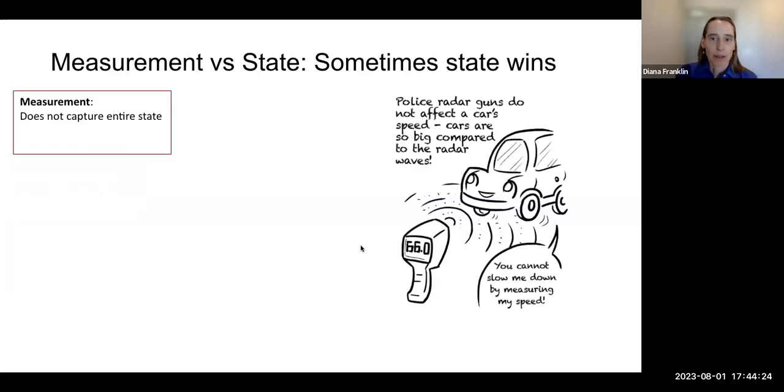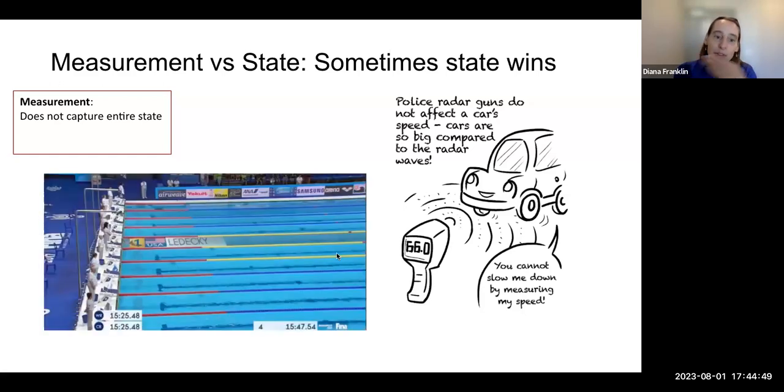The last thing I'll go through is the fact that usually when we're used to doing a measurement in the macro world, in the regular world, the measurement itself doesn't change the state. If a police officer measures the speed of your car, it doesn't speed up your car or slow down your car. When we measure the speed of a swimmer, it doesn't stop them or slow them down. It just gives us information.